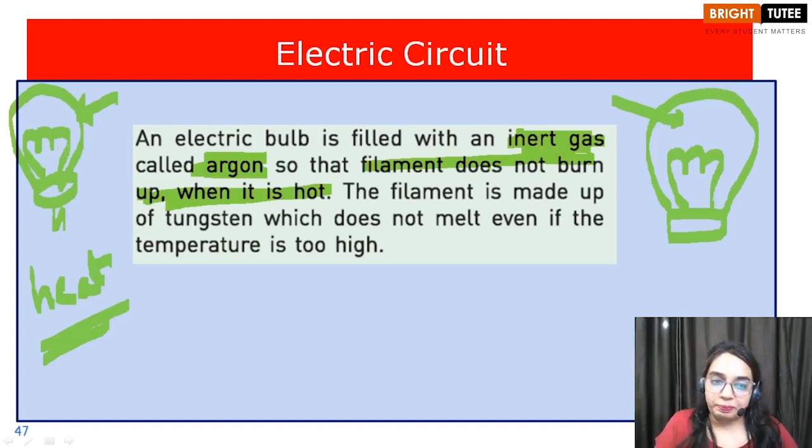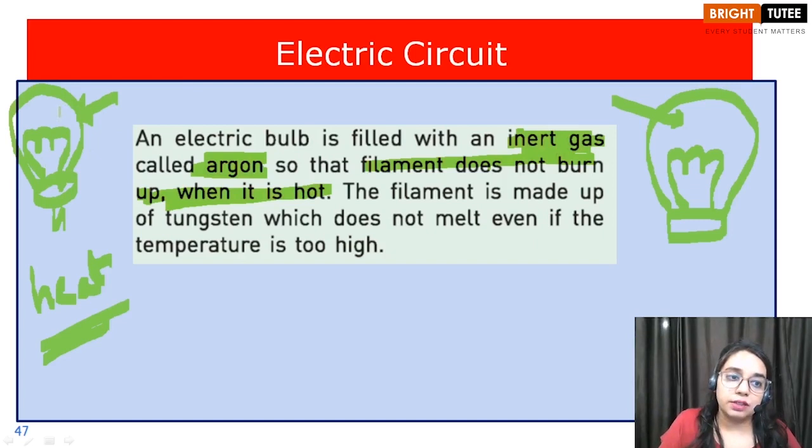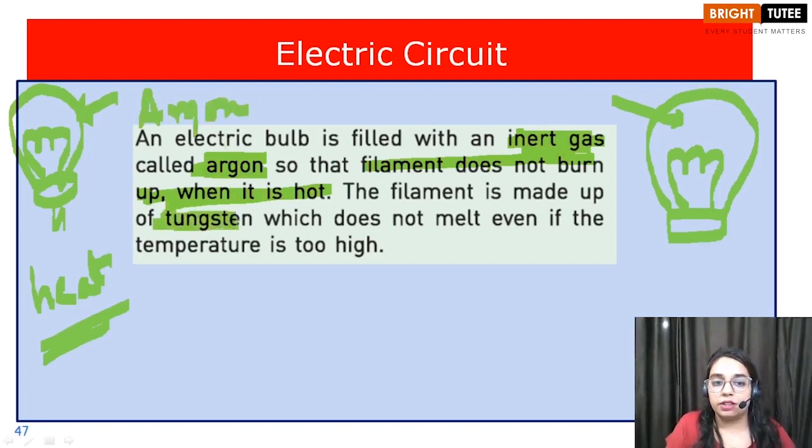Okay, so children, we fill this bulb with an inert gas which is argon, right? And also the material of the filament is tungsten. Children, tungsten is a metal which can withstand very high temperatures and it will not melt at very high temperatures. Okay, children, so that is why you have to keep in mind what is the material used for making the filament of a bulb. So it is tungsten. Okay, and this is really interesting, guys. I really hope that you would like this, right?